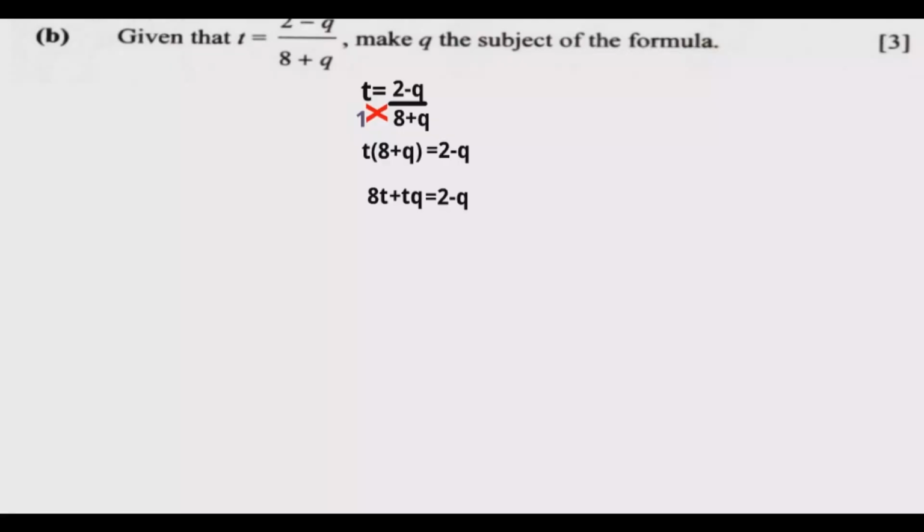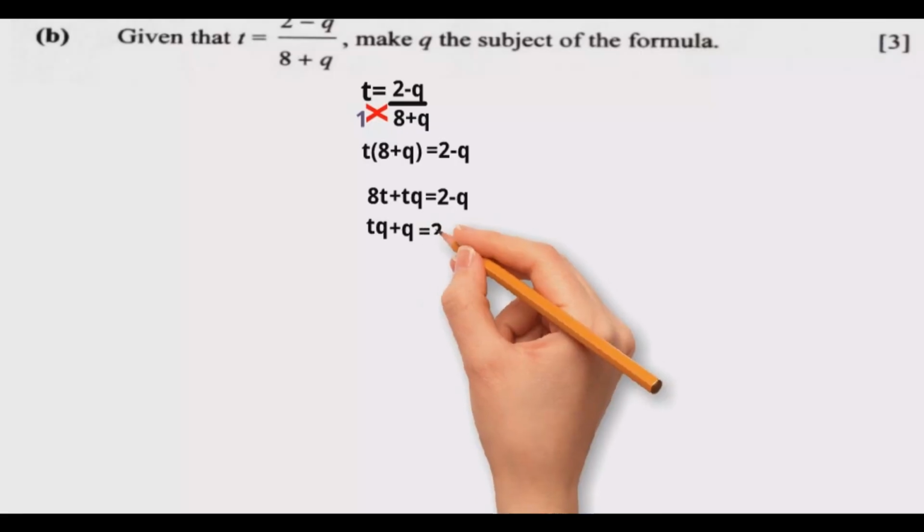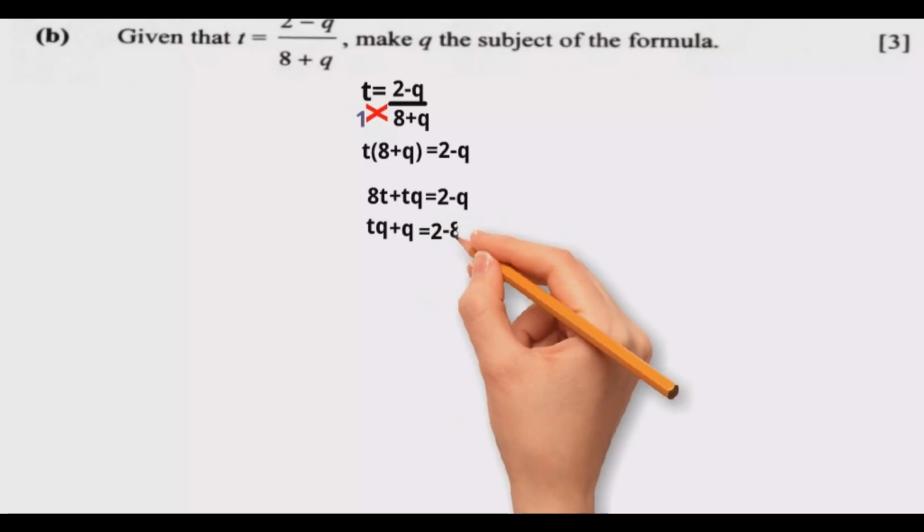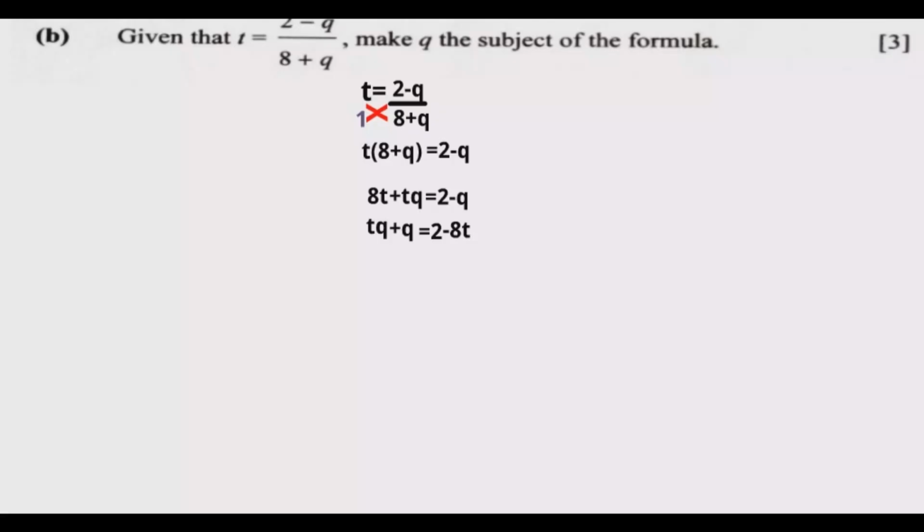Now once I've done that, the next thing I'm going to do is put like terms together. First I'm going to write tq here, then tq, that means negative q, close the equal sign. Then on this side we're going to have tq plus q is equal to 2, then 8t will close the equal sign and become minus 8t.